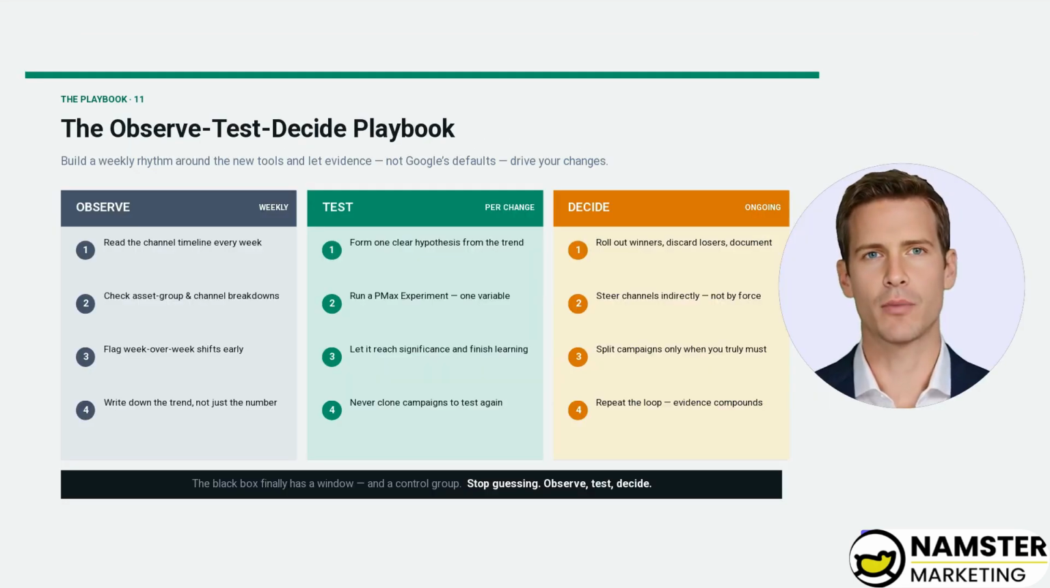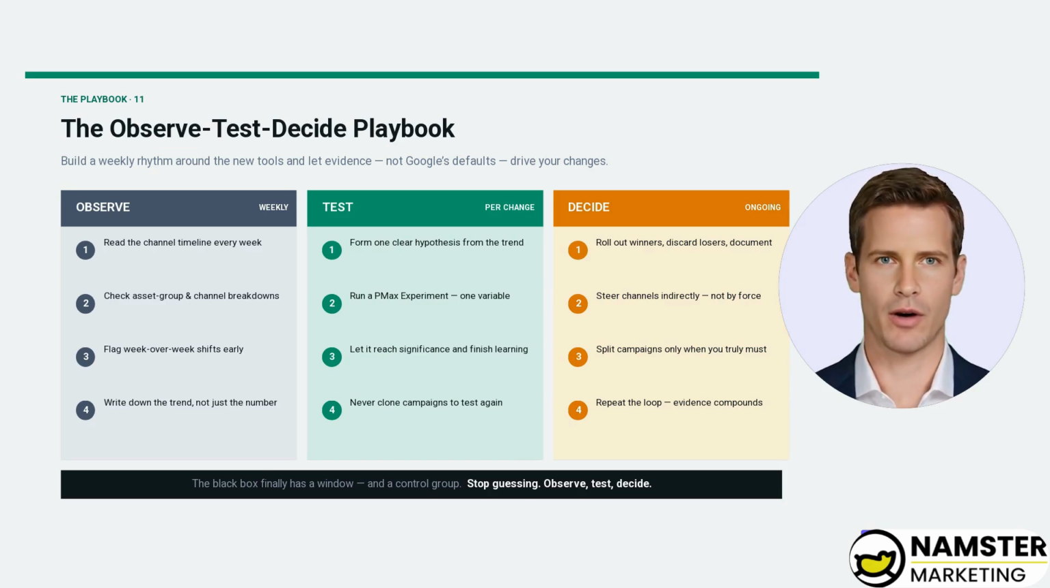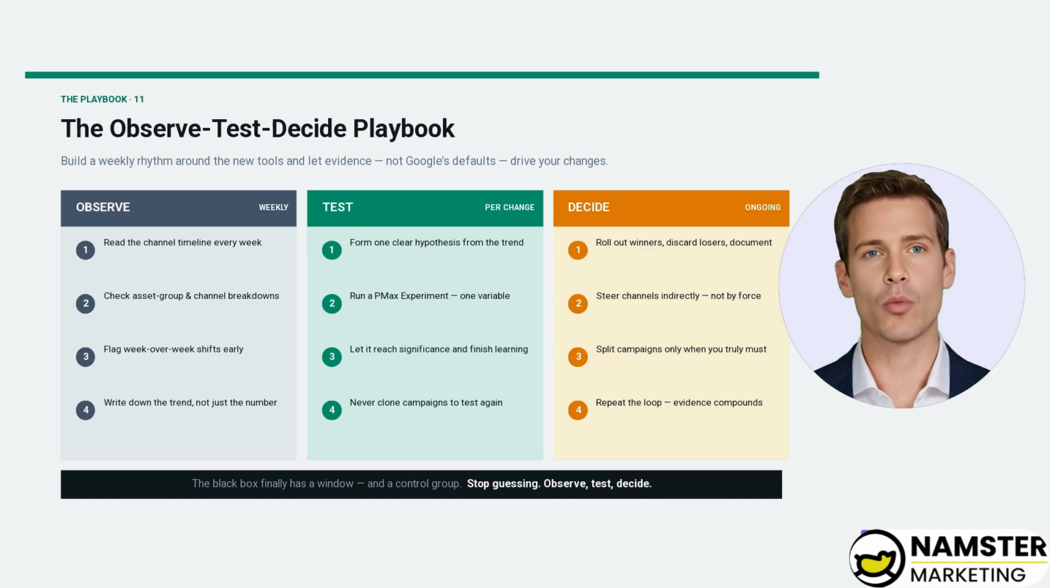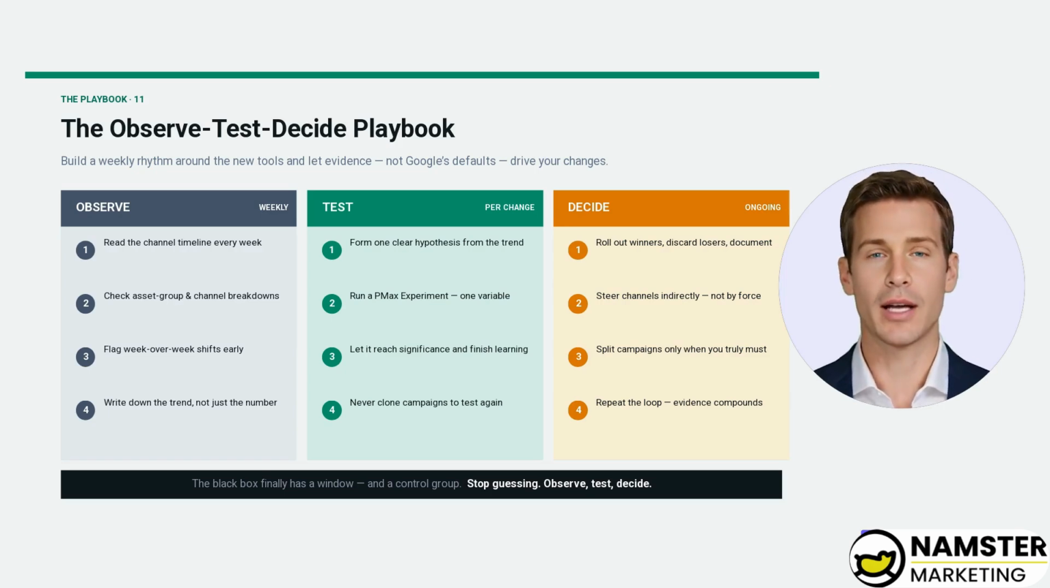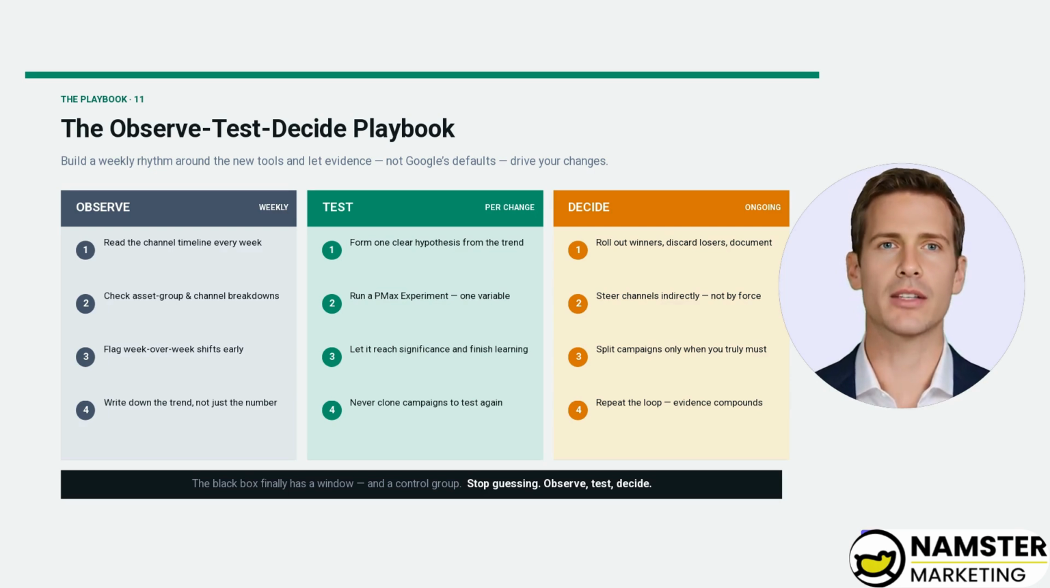In conclusion, I present to you the Observe, Test, Decide playbook. Your weekly rhythm should involve reading the channel timeline, checking breakdowns, and flagging shifts early. For every change you want to make, form one clear hypothesis, run a one-variable experiment, and let it reach significance. Never clone for testing again. When the results are in, roll out the winners and document the success. Remember to steer your channels indirectly through signals and assets, and only split campaigns when it is absolutely necessary.